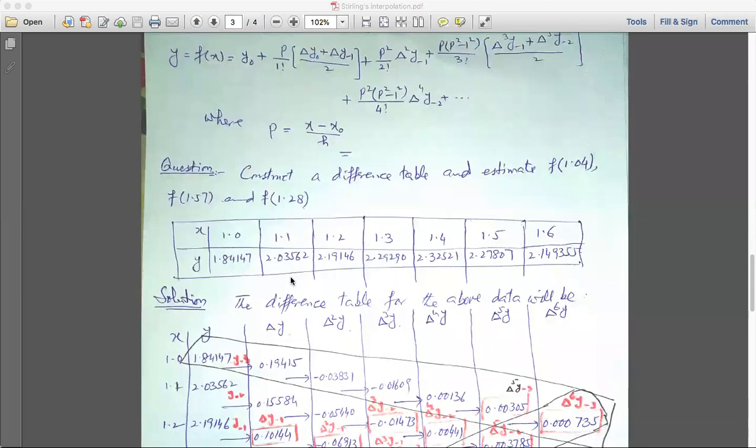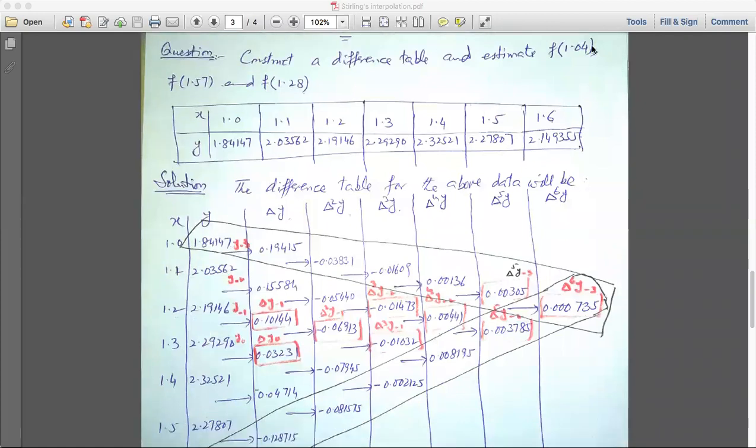So this is the question. Construct the difference table, and estimate the values. Different values are here, but here we will find the Stirling interpolation formula at x is equal to 1.28. First of all, we will complete the table.